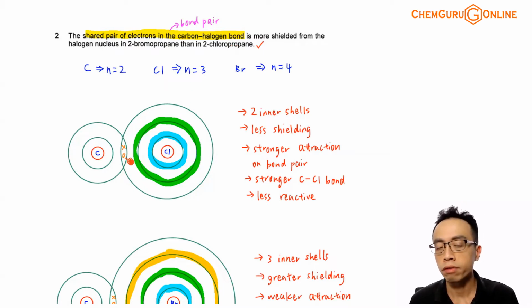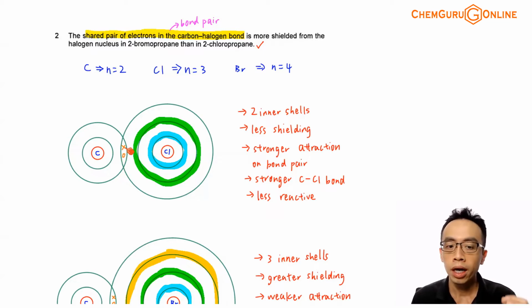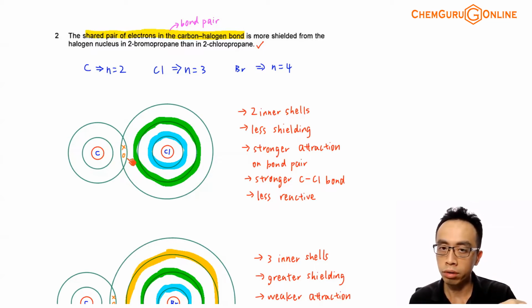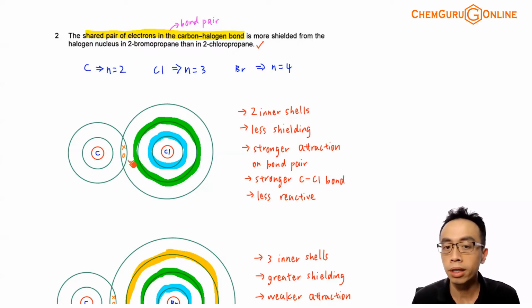Now what affects the strength of a covalent bond? A covalent bond is defined as the electrostatic attraction between the bond pair of electrons and the 2 nuclei that are sharing this bond pair of electrons. So essentially it is just the overall attraction between your nuclei attracting this bond pair of electrons plus the other nuclei also attracting the same bond pair of electrons. So basically the overall attraction will be my covalent bond.